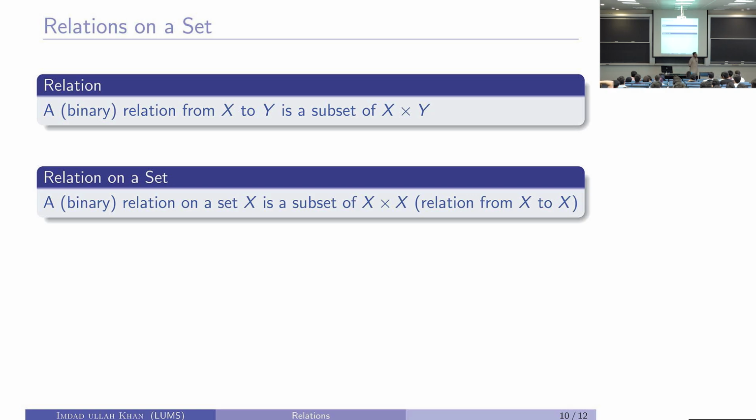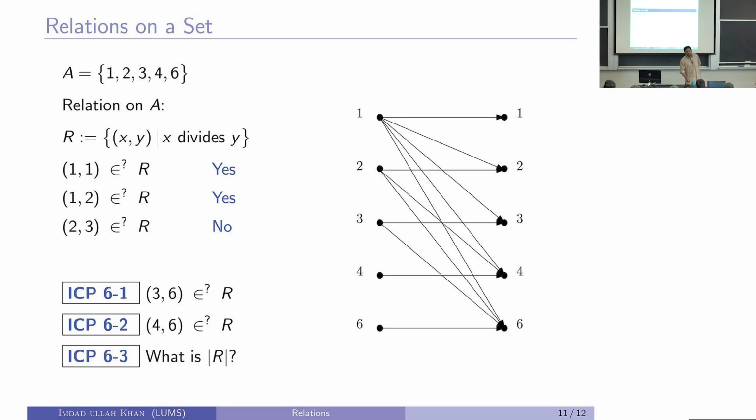In that case, we generally call it a relation on the set, not a relation from X to Y, right? A relation on the set. So it's just a subset of X cross X, where Y is equal to X, and that's called a relation on this set. So today we'll talk about some properties of relations, okay? Last time we didn't reach any ICP, right?